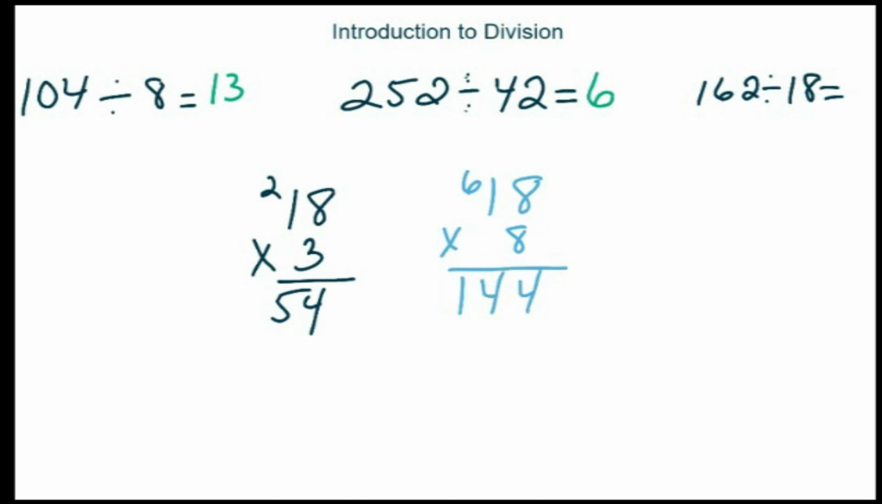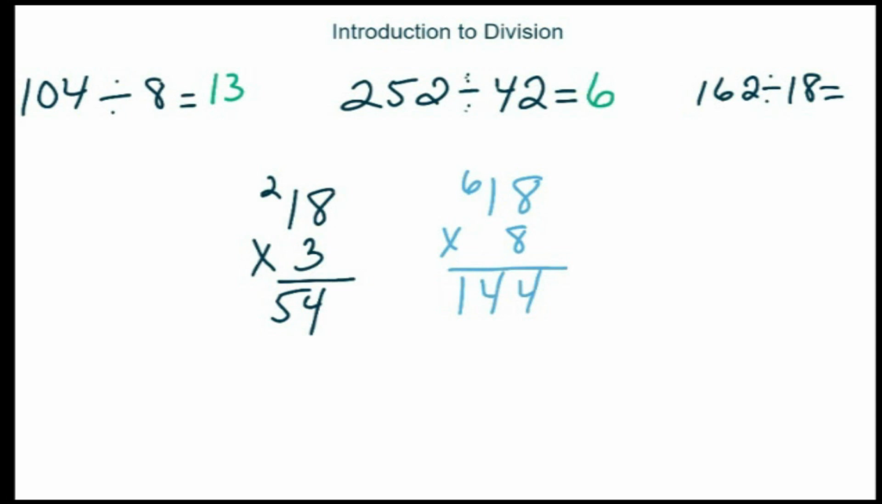18 times 8 is 144. That answer is much closer to the number we're looking for. So I know we're getting close, but we're not there yet. The answer must be 162, not 144.